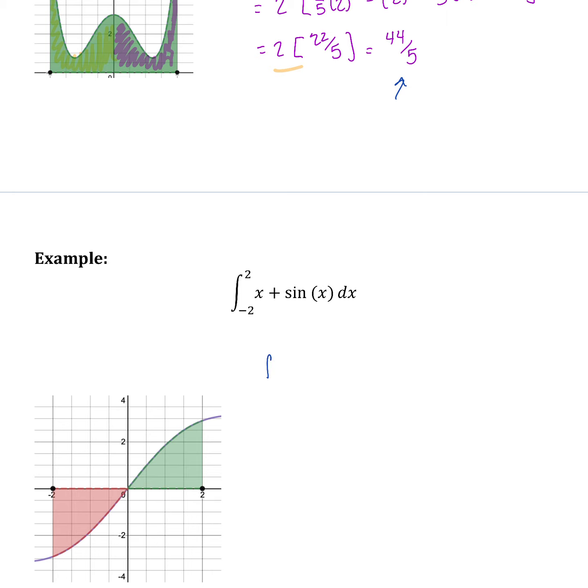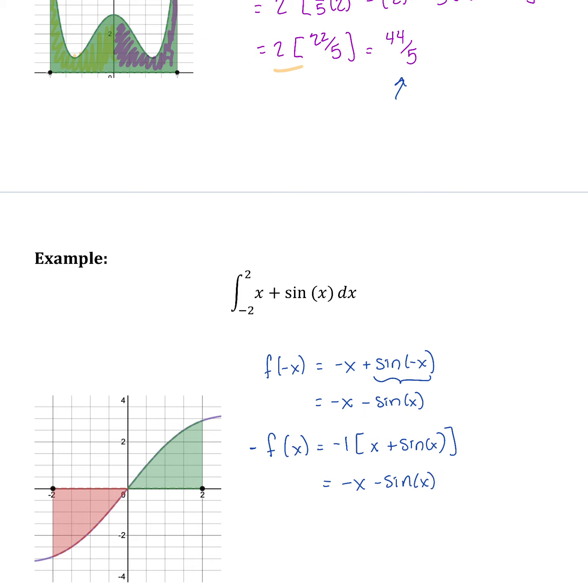So really the thing that we need to verify is that we actually have an odd function. What we need to look at is what happens when we plug in negative x. Well, we get negative x. Sine of negative x is the same as the opposite of sine of x. That's something that's true about the sine function. And so the opposite of f of x is negative 1 times this function. So we get negative x minus sine of x. So there it is. It actually is an odd function.